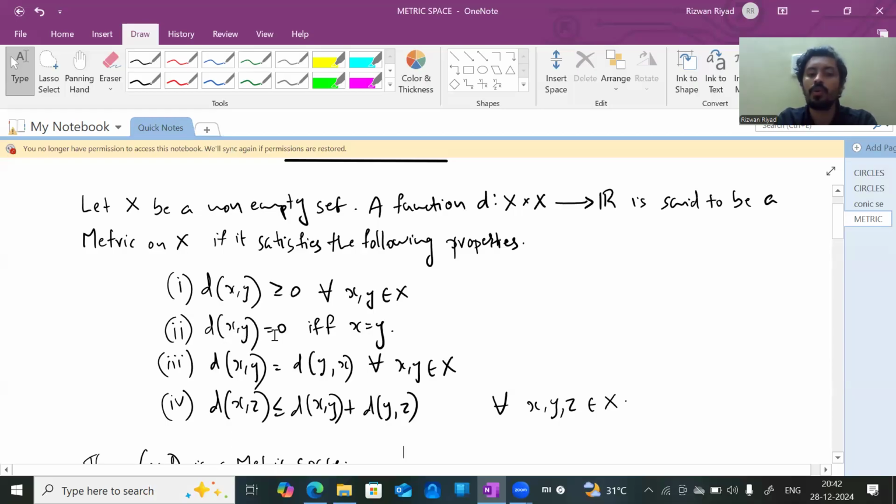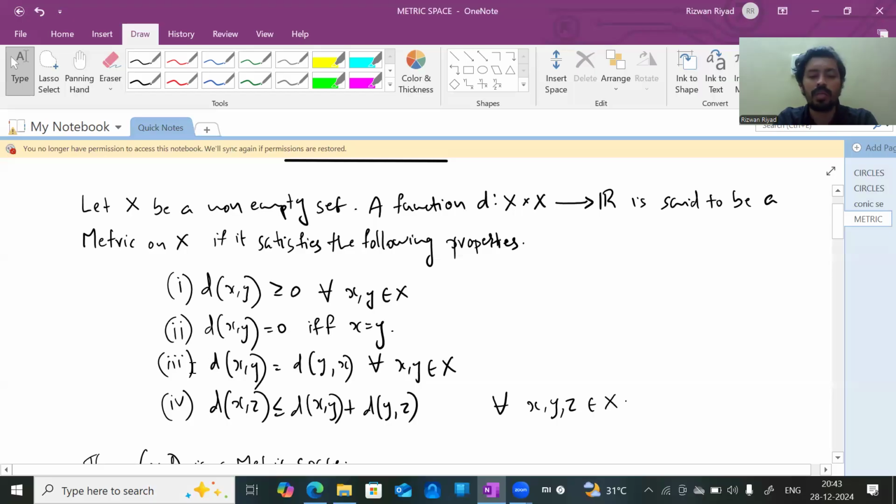That means d of x,y can be equal to 0 if and only if x equals y. d of x,y will be equal to 0 only in which case? Only if x equals y. If x and y are different, you cannot find d of x,y equal to 0; d of x,y will be different. Or if d of x,y is not equal to 0, then definitely x is not equal to y. If d of x,y equals 0, then x is definitely equal to y. Or if x equals y, then d of x,y will be equal to 0. That is the meaning of d of x,y equals 0 if and only if x equals y.